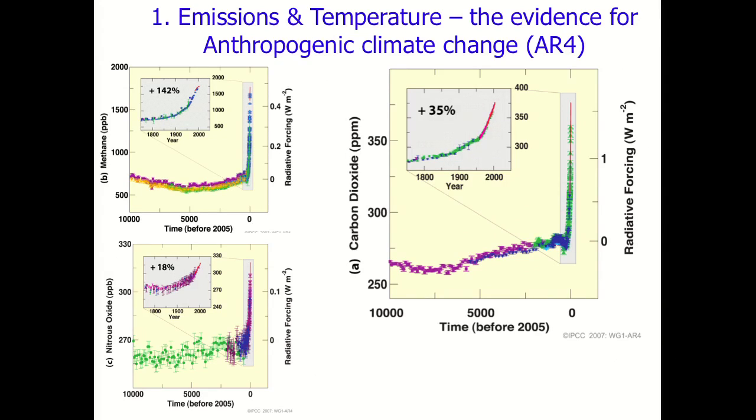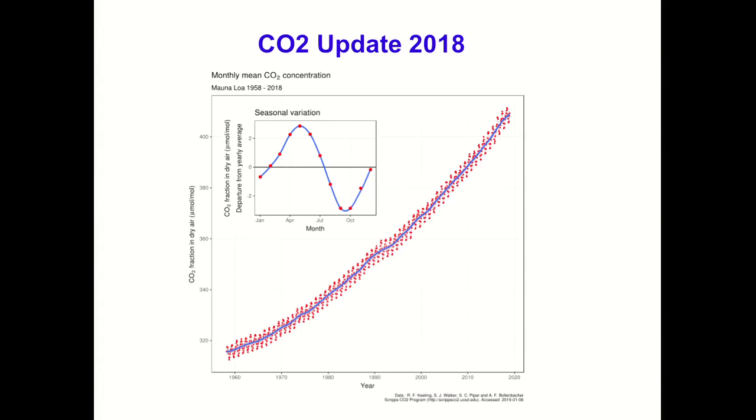So pre-industrial to 2005, there was a 35% increase in CO2, and that's shown here, along with the accelerating rate of change of CO2. For methane, it was a 142% increase. For N2O, it's only about 18%. N2O is mainly agricultural related. And of course, the data is continuously updated now, so one always has to keep an eye on it.